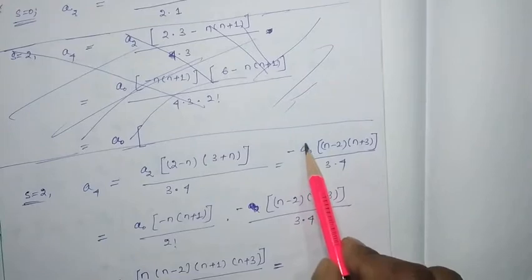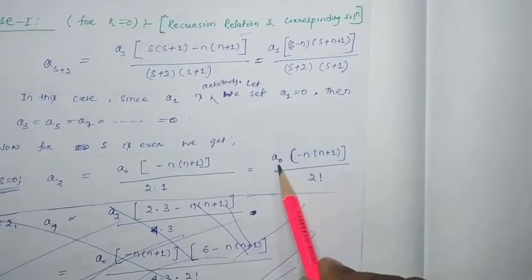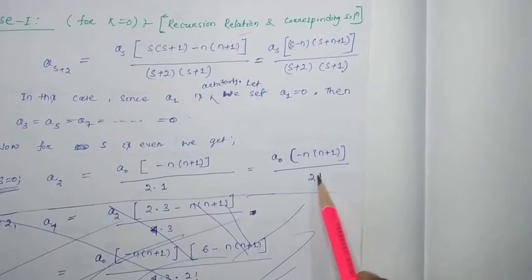Already we got the a2 value, which is a0 into minus n into n plus 1 by 2 factorial. You just put this value over here.